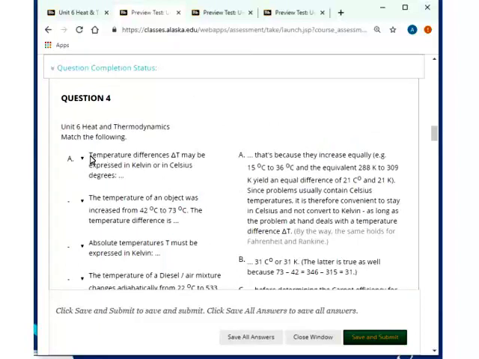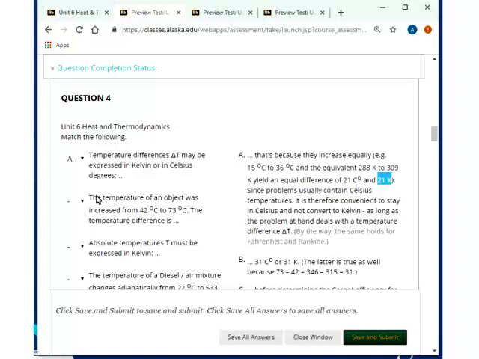Okay, here's a content question. Temperature differences, delta T, may be expressed in Kelvin or in Celsius degrees. That's because they increase equally. For example, 15 to 36 degrees Celsius is a difference of 21 Celsius degrees, and the equivalent 288 kelvins to 309 kelvins is also 21 kelvins. So temperature differences can be expressed in either Celsius degrees. Notice that this is actually turned around. That means it's a difference or an increase in temperature, Celsius degrees rather than degrees Celsius, or you may express it in kelvins. Either way works for temperature differences only, not for absolute temperatures.